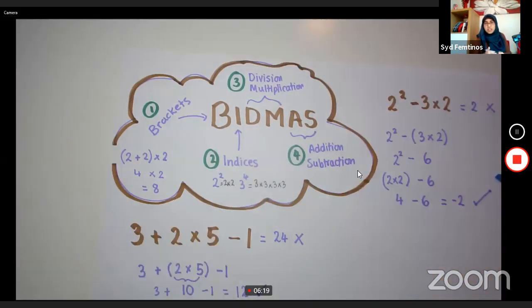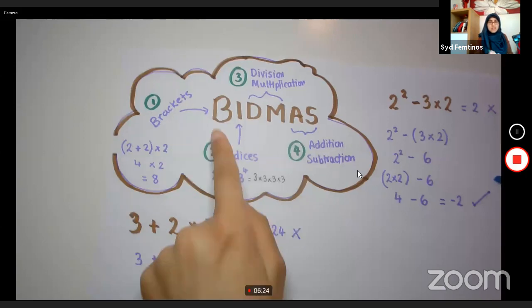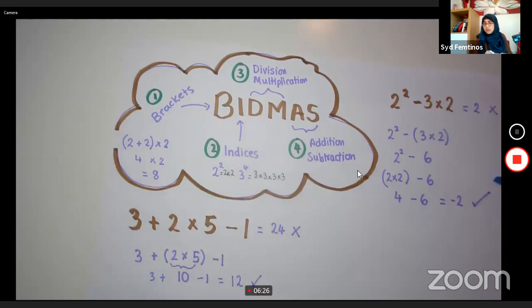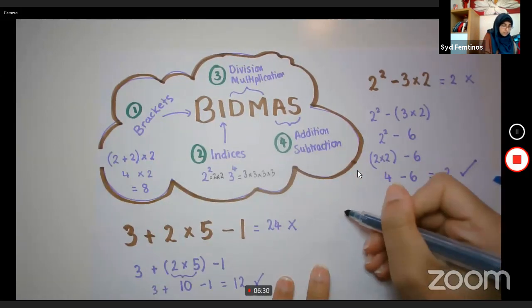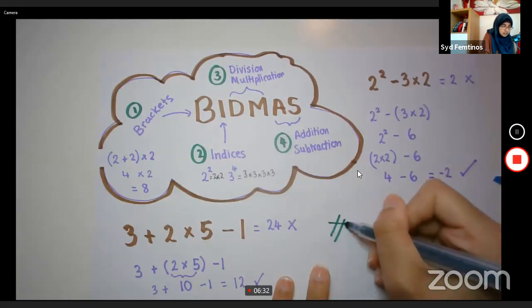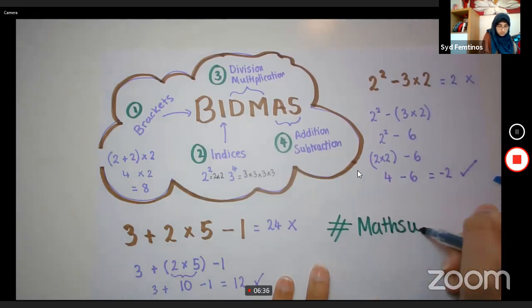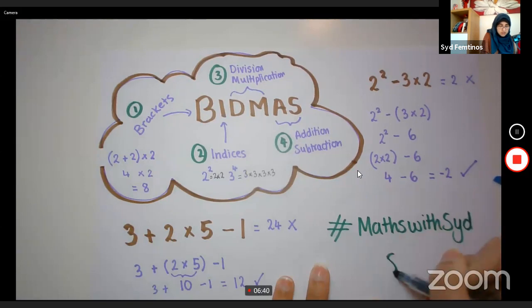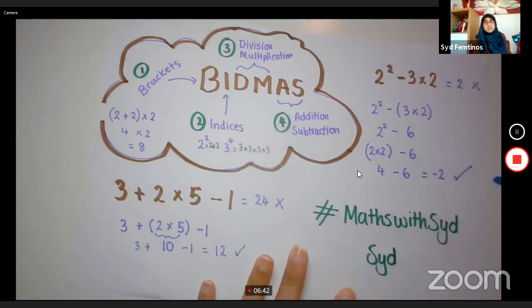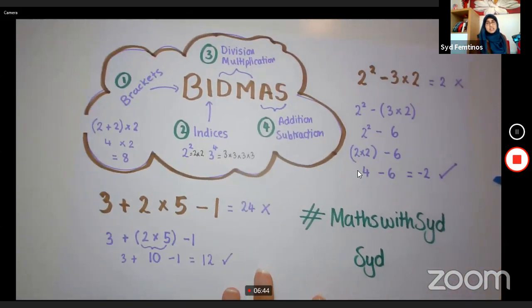It's a bit like coding. It's like a code word for something special. You've got to do brackets first, indices, division and multiplication, then addition and subtraction. So I'm going to write here, hashtag Maths with Sid, and write your name on there, submit your entries by 6 p.m. and we'll see what you guys can come up with.